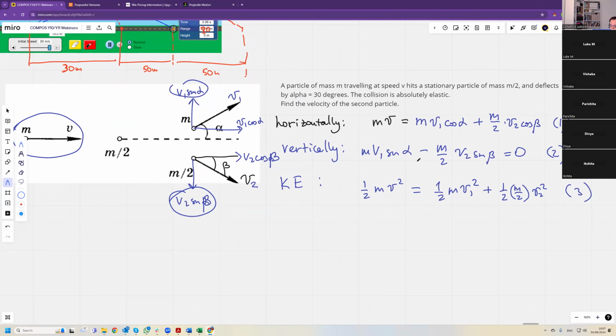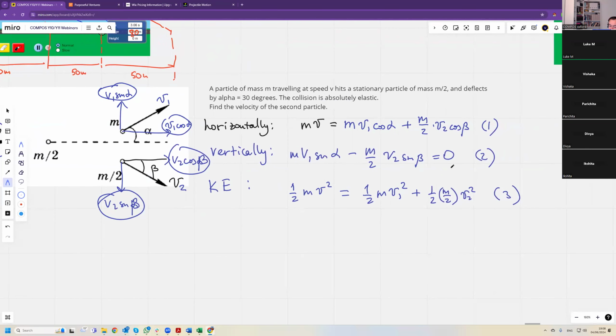So momentum is conserved horizontally. I've written out momentum mv is equal to this momentum plus this. That's what I did. Vertically, this momentum plus this momentum has to equal 0 because there's no vertical momentum initially. And then the kinetic energy, just kinetic energy of the first particle, equals kinetic energy after the collision, plus kinetic energy after the collision.